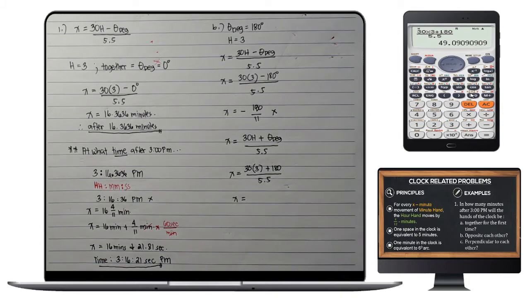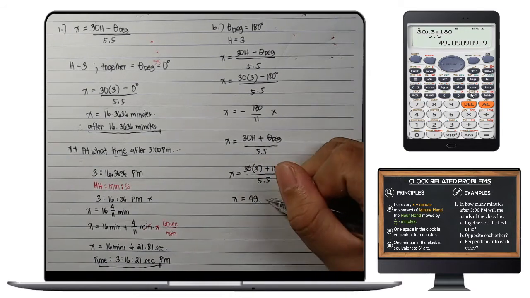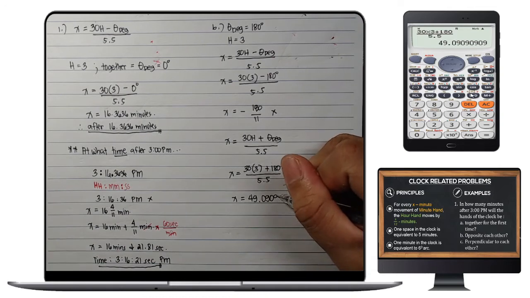Since ang tinatanong naman originally dito sa problem is after how many minutes, or in how many minutes, stick lang tayo dun sa x. Pinarasend ko lang yung kanina just in case maging ganun yung tanong. So, abiding with the original problem, we are tasked to find how many minutes. So, that is after 49.0909 minutes.